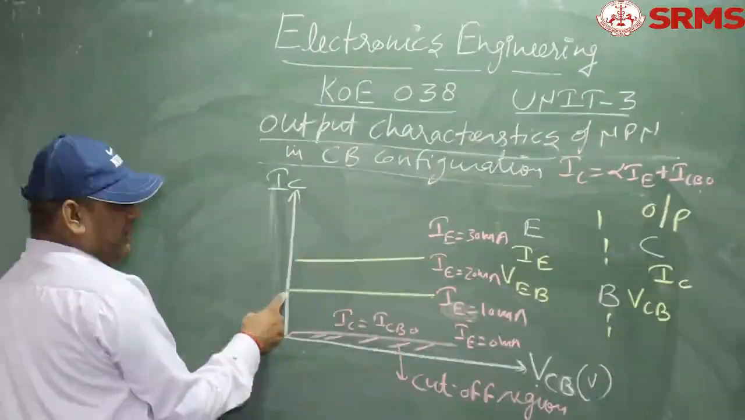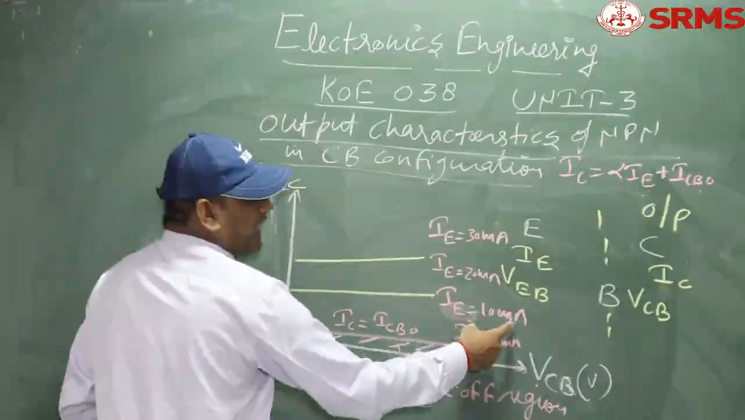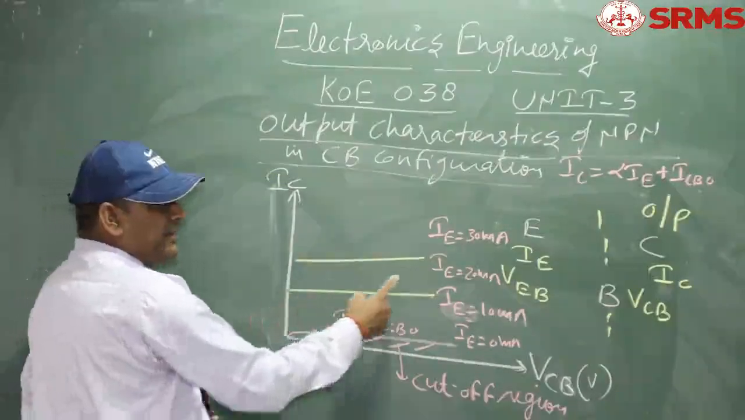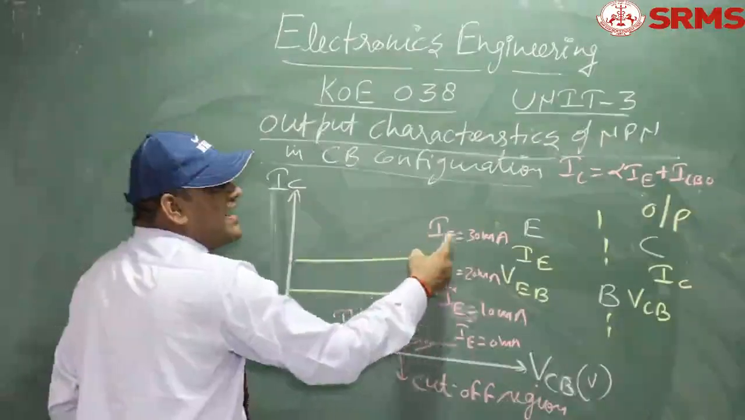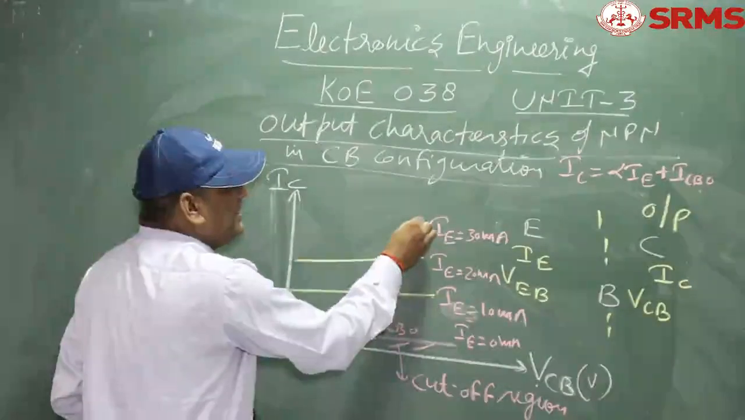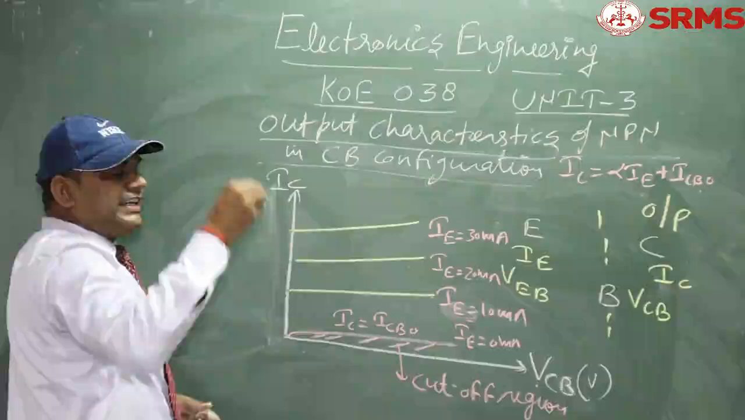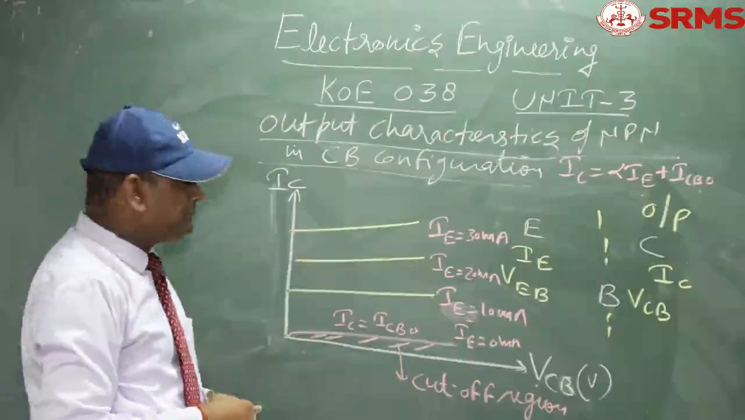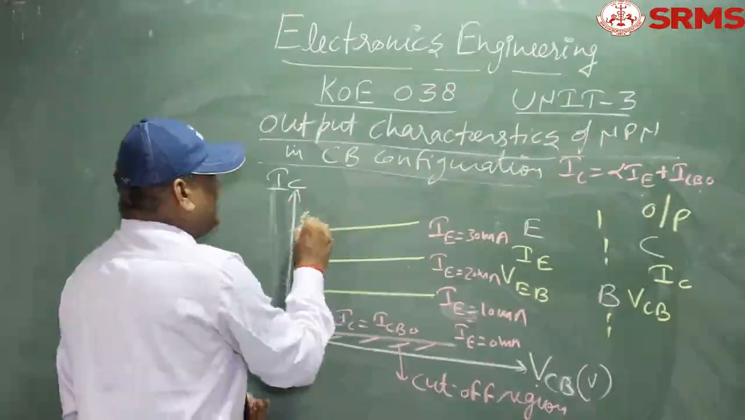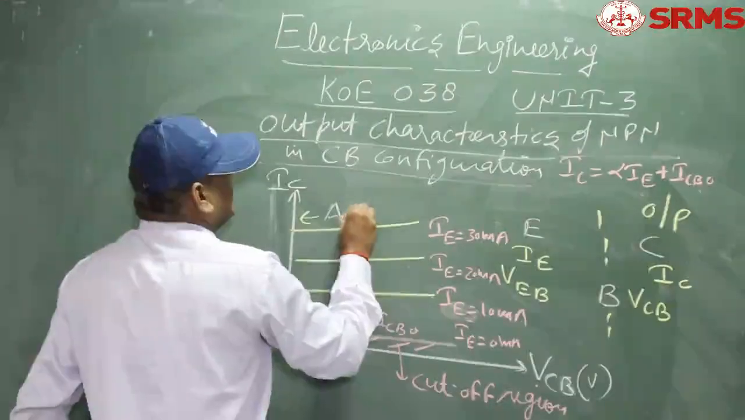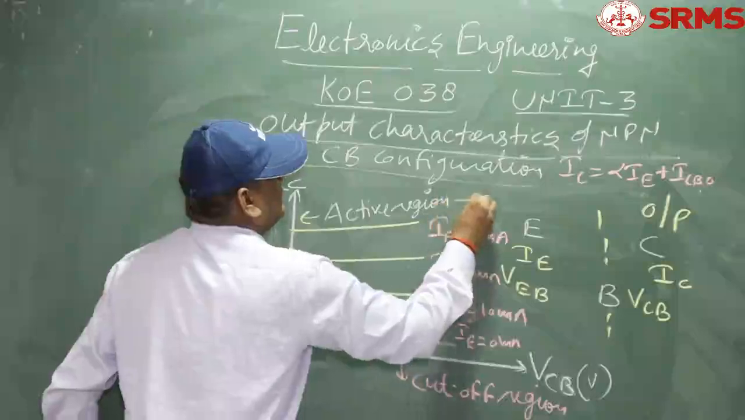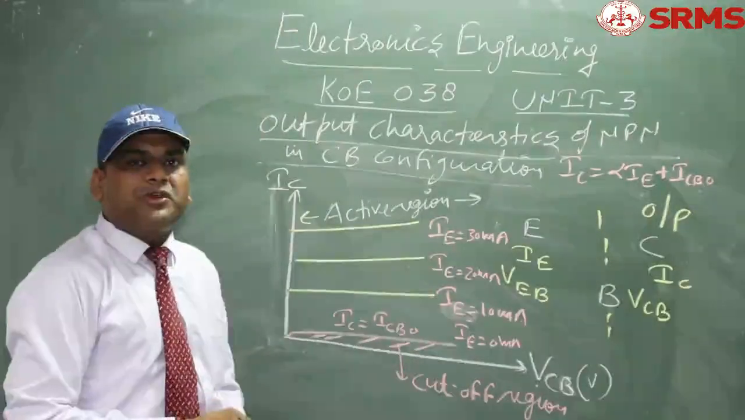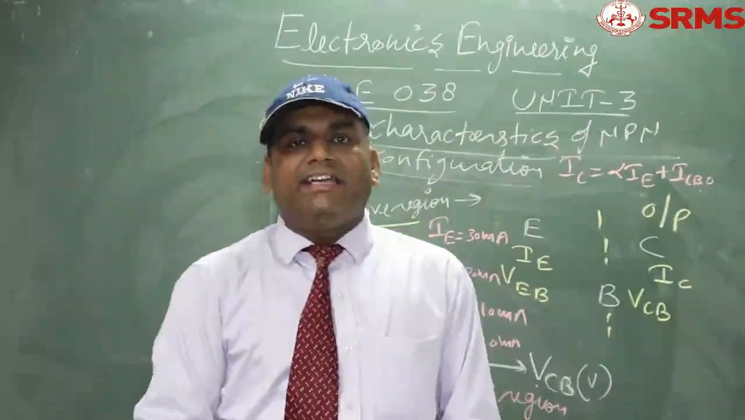So if IE is equal to 10 milliampere, IC is also equal to 10 milliampere. If IE is equal to 20 milliampere, IC is also equal to 20 milliampere. If IE is equal to 30 milliampere, IC is also equal to 30 milliampere. So this region is known as the active region. And in the active region, input and output current are equal.